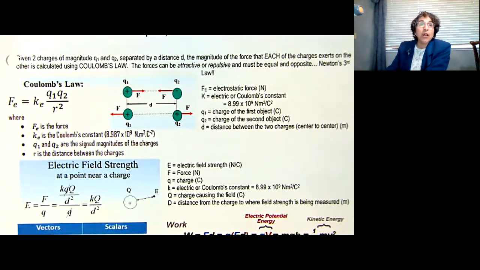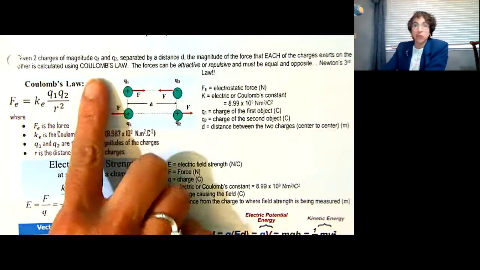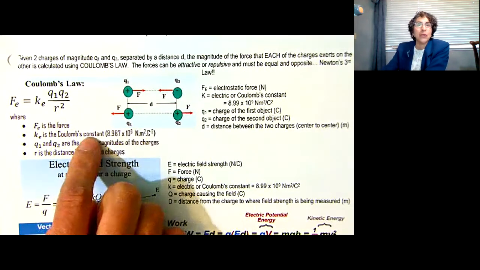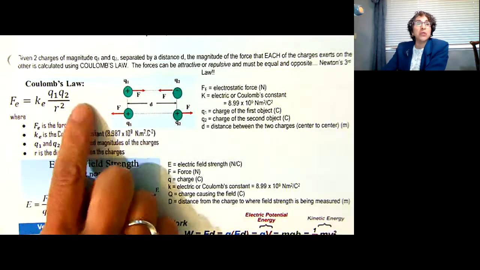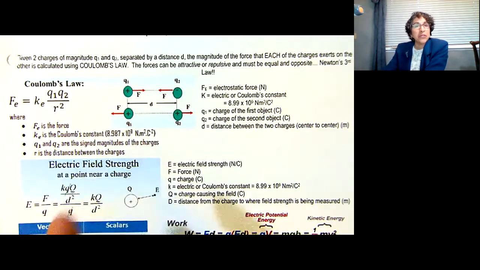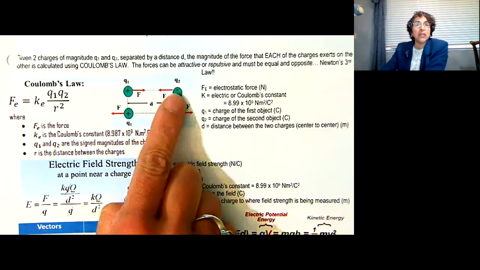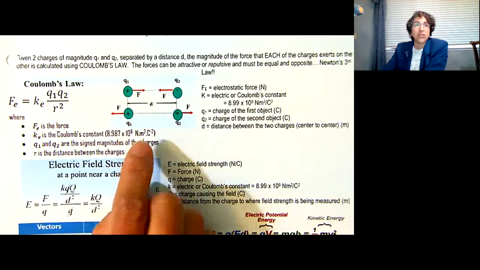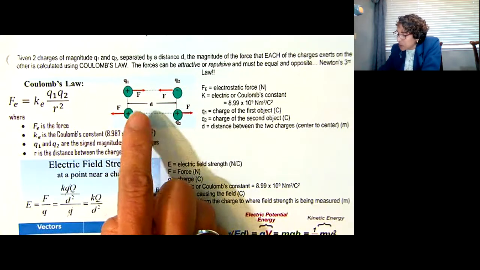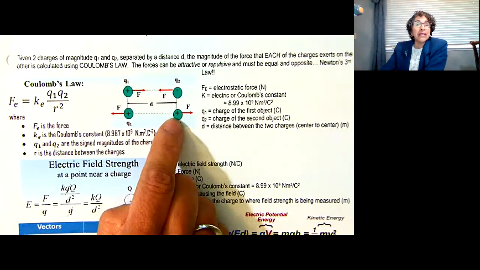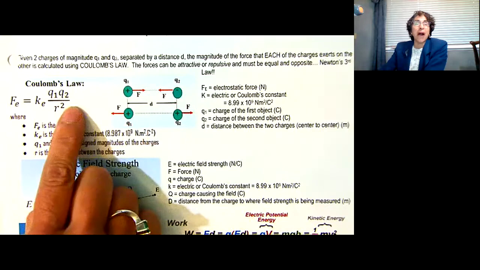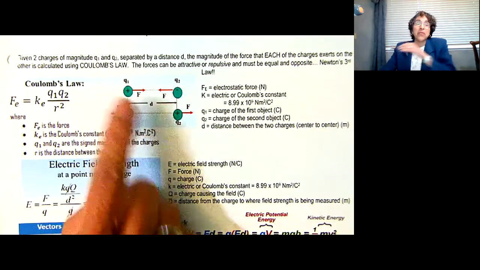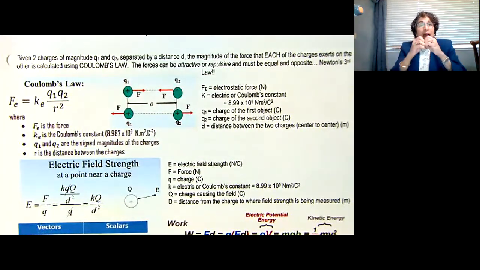So given two charges of magnitude Q1 and Q2, we actually have units for electrical charge, and the units are coulombs, and they're separated by a distance. So here's Q1 and Q2, and there's distance D between them. The magnitude of the force that each of them is experiencing due to the other is calculated using Coulomb's law. Now, maybe you remember that positive and negative attract, positive and positive repel, negative and negative repel.